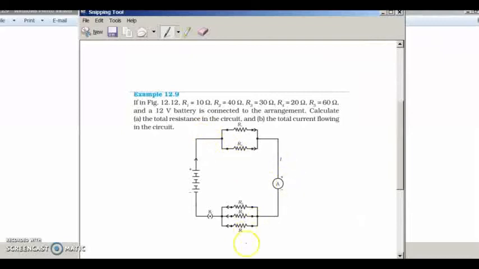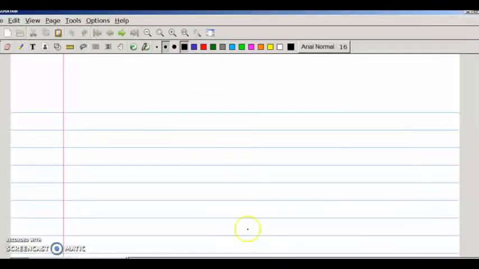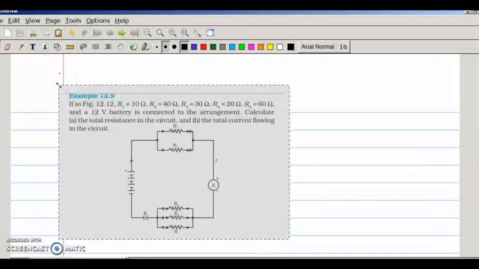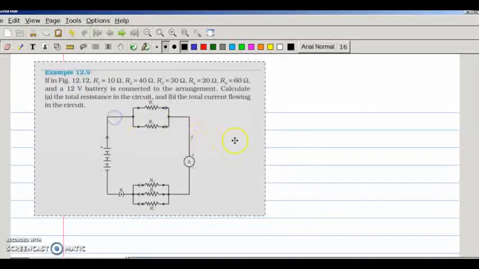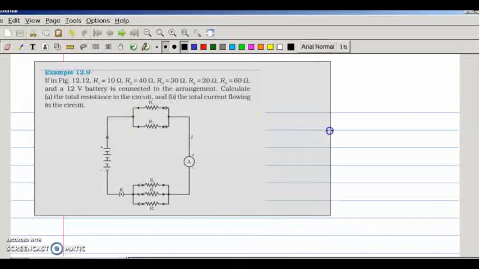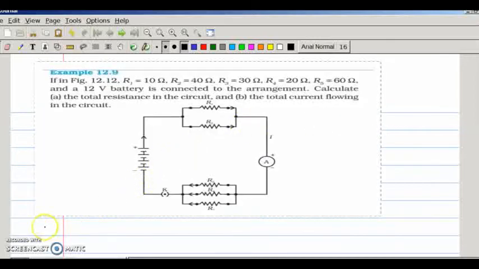12.9, right? So what is that problem? There we are. We have problem number 12.9. In this figure, you can find R1 is 10 ohm, and R2 is 40 ohm.